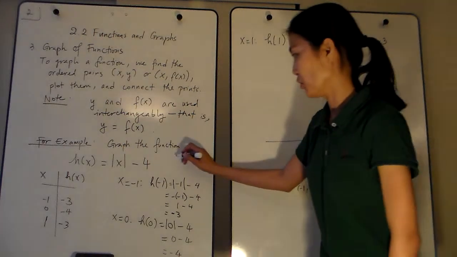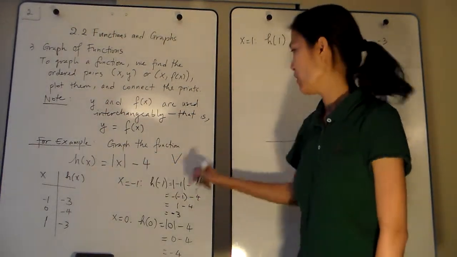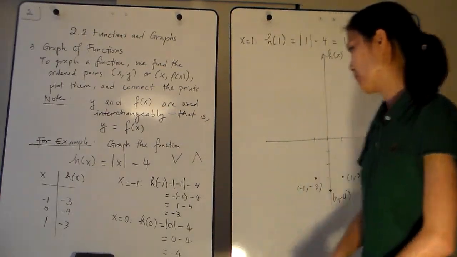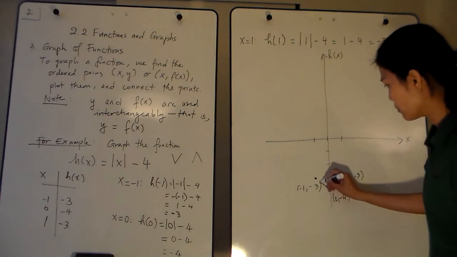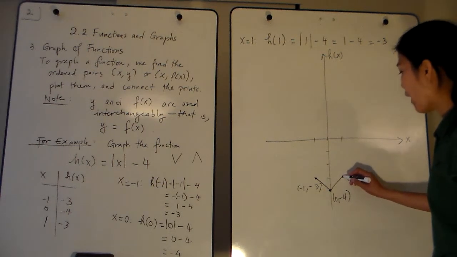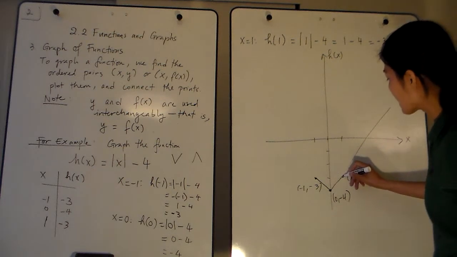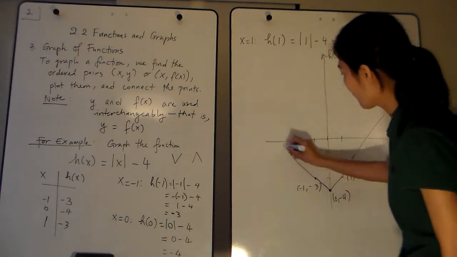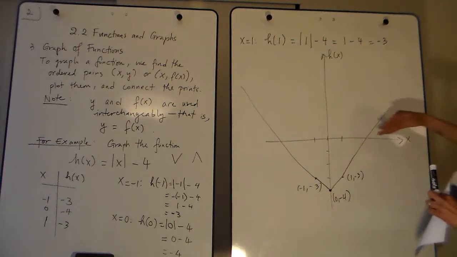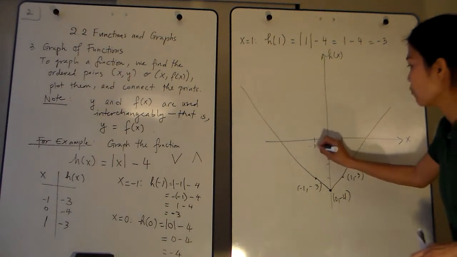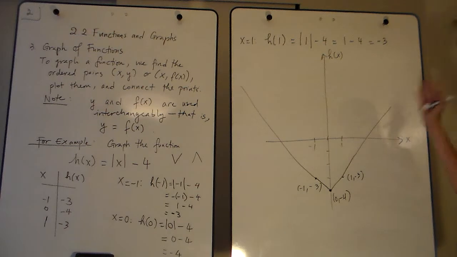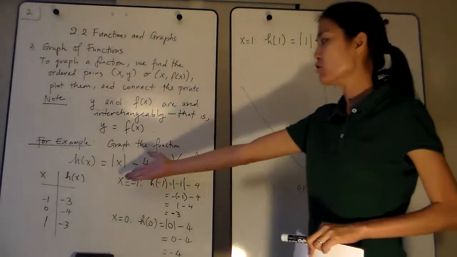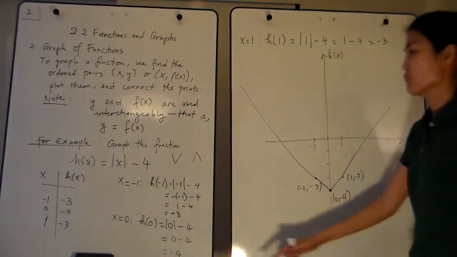Now remember, I told you earlier, this is a V shape because absolute value is either this V shape or flipped. So which one is that? You already see the 3 dots here. If you connect them, what do you see? It looks like a V shape, right? But this graph actually extends further. If you plug in more x, you will see the pattern. It extends to the right and to the left infinitely. Okay, so this is the graph for h of x equals the absolute value of x minus 4.